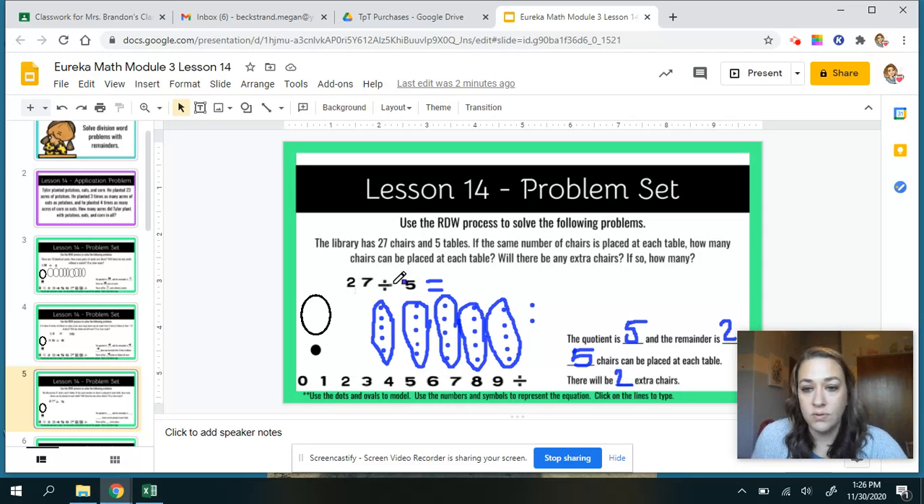So when we write our quotients, our answers, it would say 27 divided by 5 is equal to 5. Remainder, we put a little tiny r at the top, 2. Don't judge my drawing. It's hard to draw with a mouse. Okay, so 27 divided by 5 is equal to 5 remainder 2. So 5 chairs can be placed at each table and there will be 2 extra chairs.